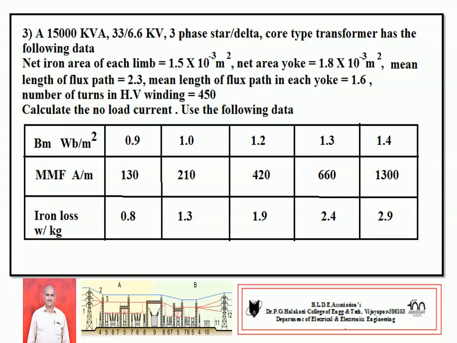Use the following data. This data is similar or the same as the second type of problem, with only one difference. Here we don't know what value of flux density is going to come. You can decide after calculating the flux density in the core, and then we have to take the data from the graph or from this table. Better you plot the graph.